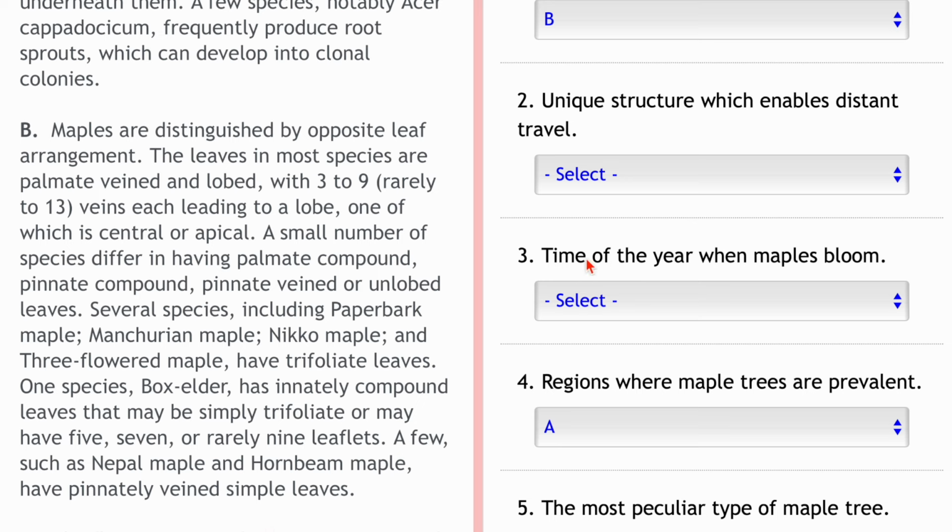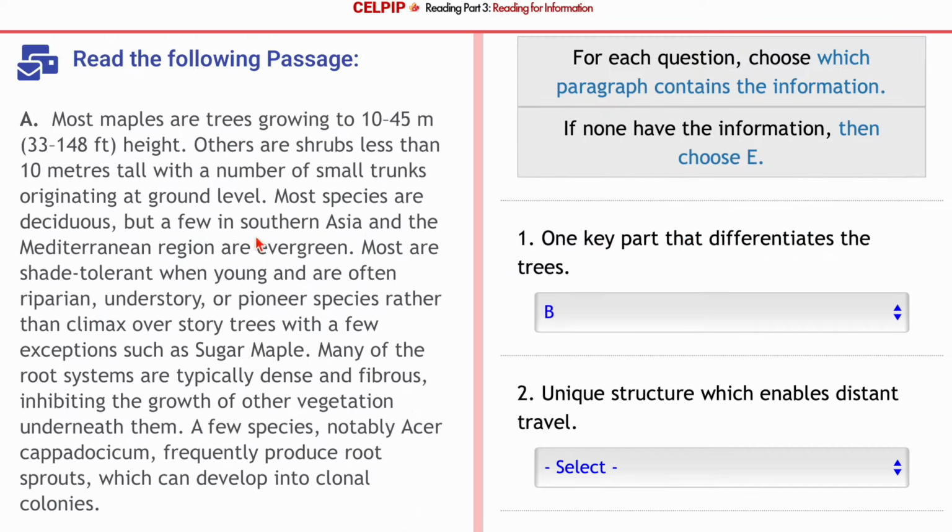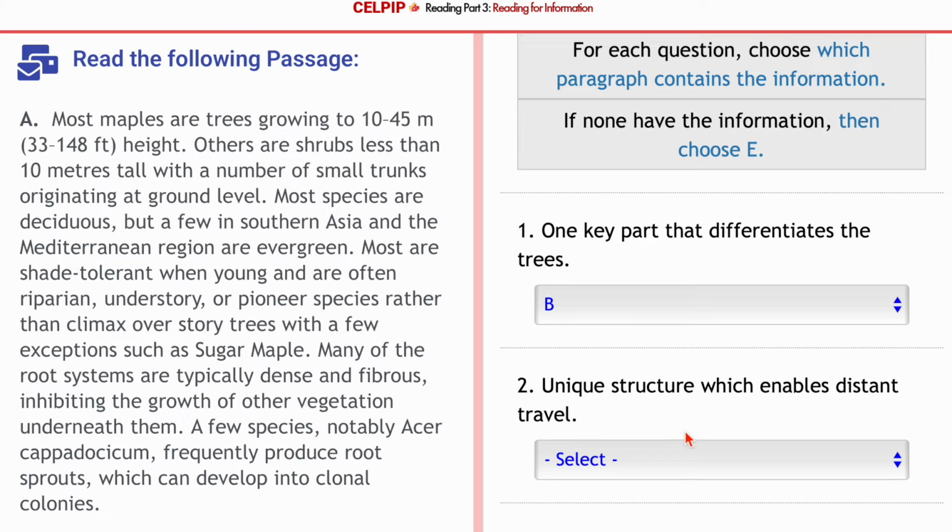No, right? I didn't see that about maples blooming either. Okay. Regions where maple trees are prevalent. It talked about different trees there, but not where they are prevalent, or definitely not regions. I still think here's regions, Southern Asia, Mediterranean regions, okay?